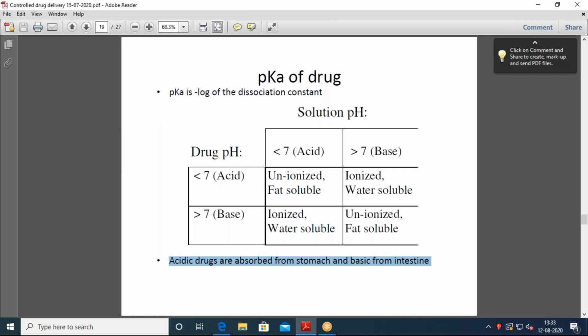So even though I've written stomach, it doesn't mean exactly in the stomach. It may be the duodenum region also. And intestine, what I mean to refer to here, is the large intestine also. Is it clear? Are you able to understand?